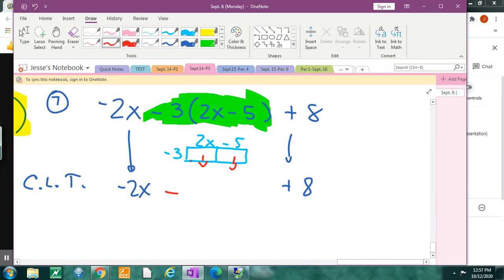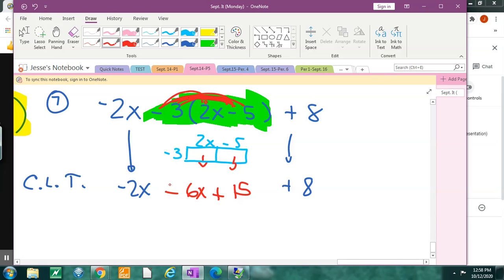And then 3 times 2x is what? Someone shout it out. Negative 6x. Don't forget the x. And then negative times the negative is positive. And then 3 times 5 is 15. If you're doing the arrow, that's fine. Just don't forget everything, the 3 and the negative 5. Remember the 3 times 5 also. You're multiplying everything.